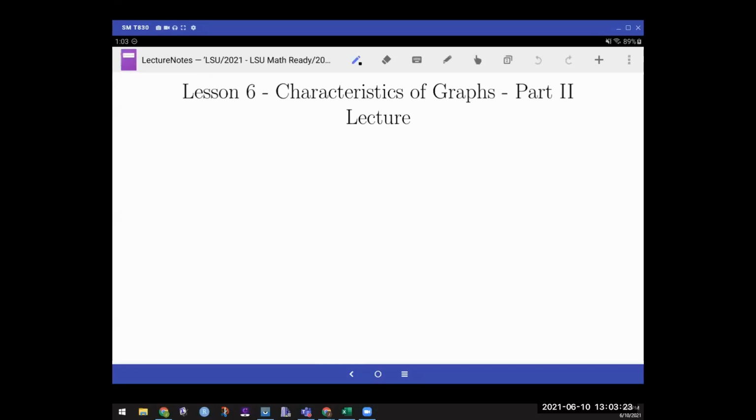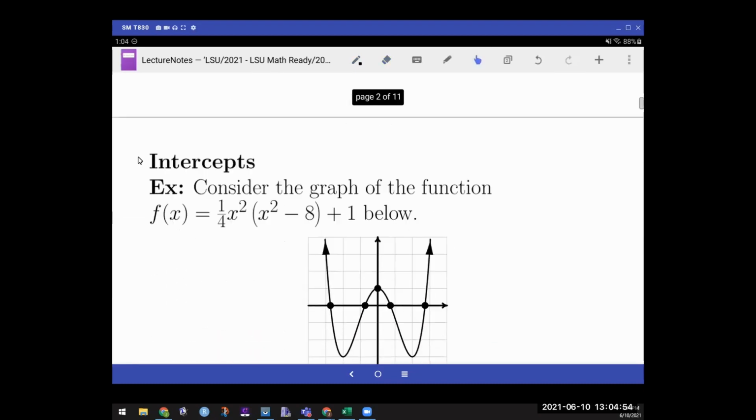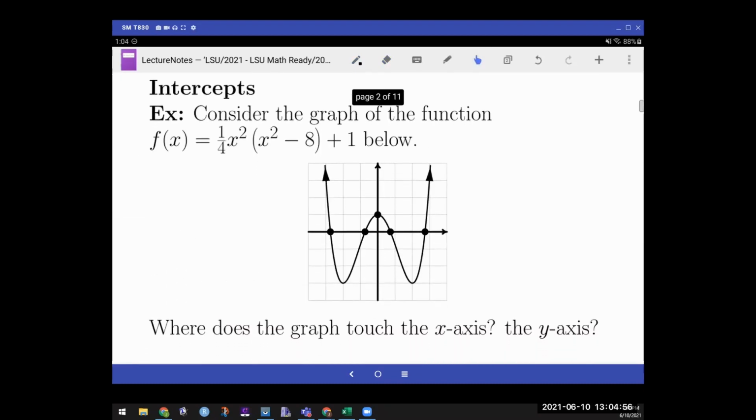All right, so this is lesson 6, characteristics of graphs, part 2. First of all, let's talk about intercepts. You've seen this in Algebra 1 before. Surely you talked about at least y-intercepts. Here we have y-intercepts. There's my y-intercept.